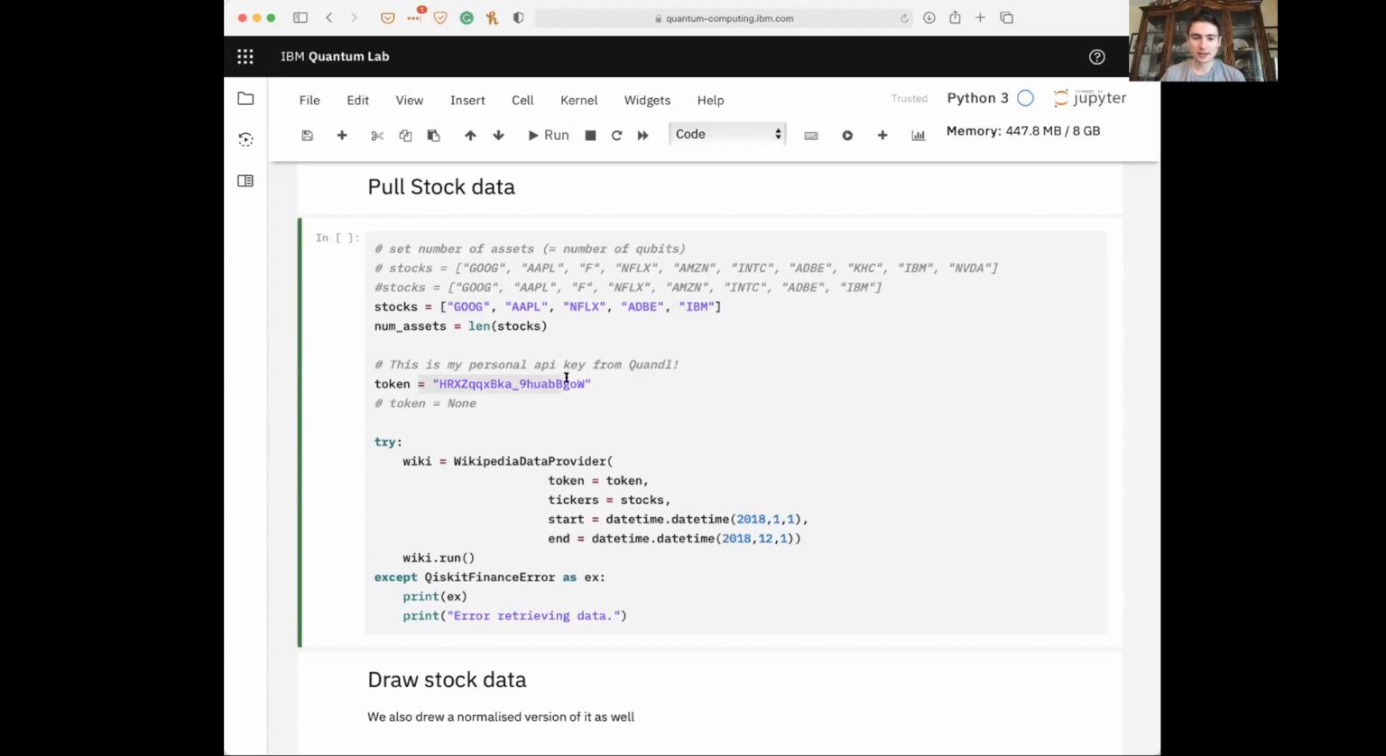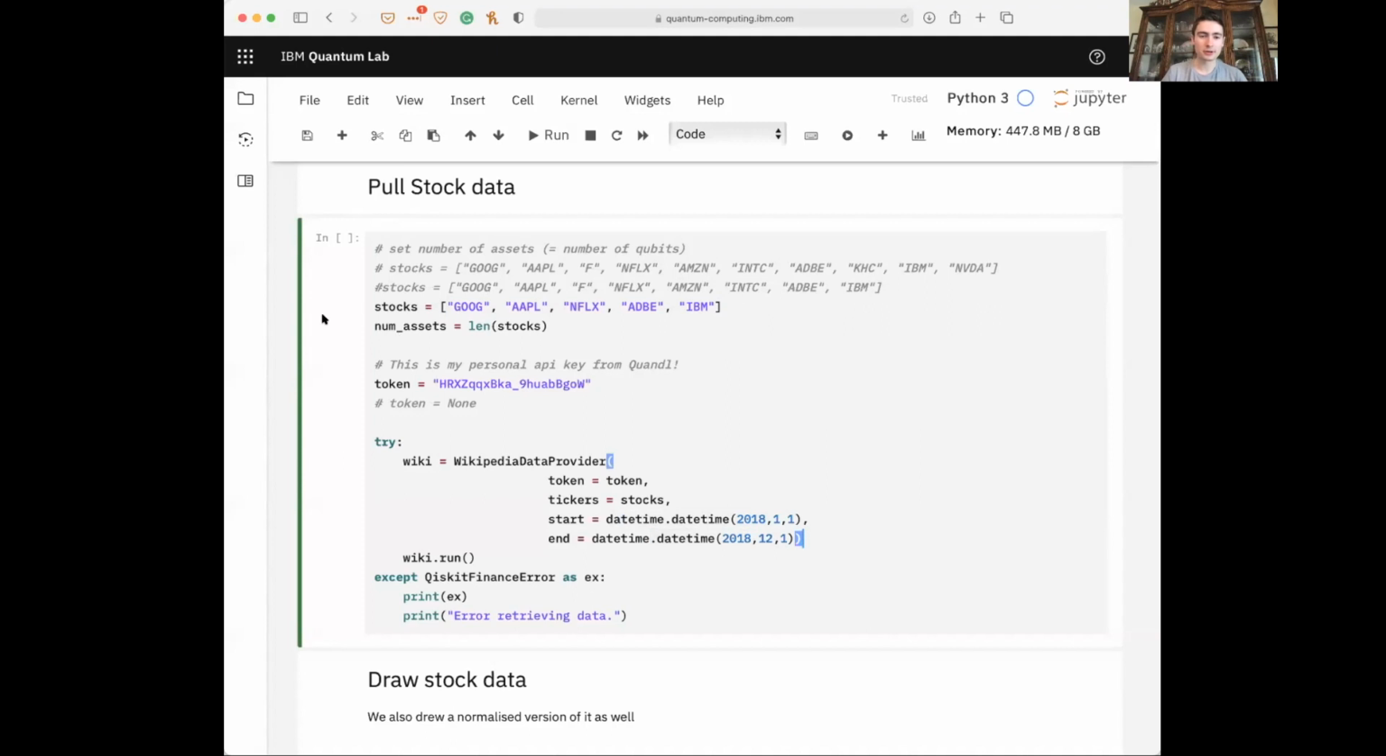We have a token here, and then we have a try except. So this is just going to try and catch any errors for us. And you can see here we're starting off at a particular time. It looks like June 1st, 2018, all the way up to December 1st, 2018. So far, hopefully this is making sense. We're pulling stock data, whatever that data is. I don't necessarily know, but we're pulling some kind of stock data for these 5 stocks between these 2 times.